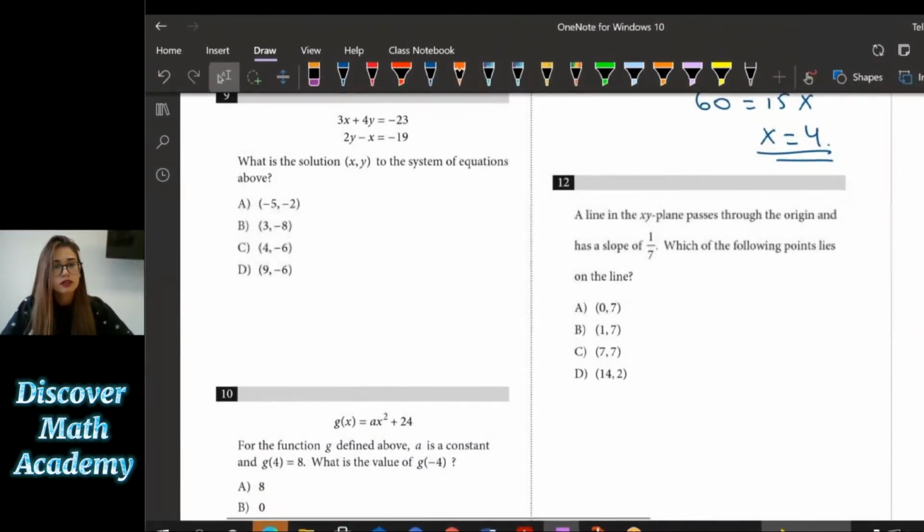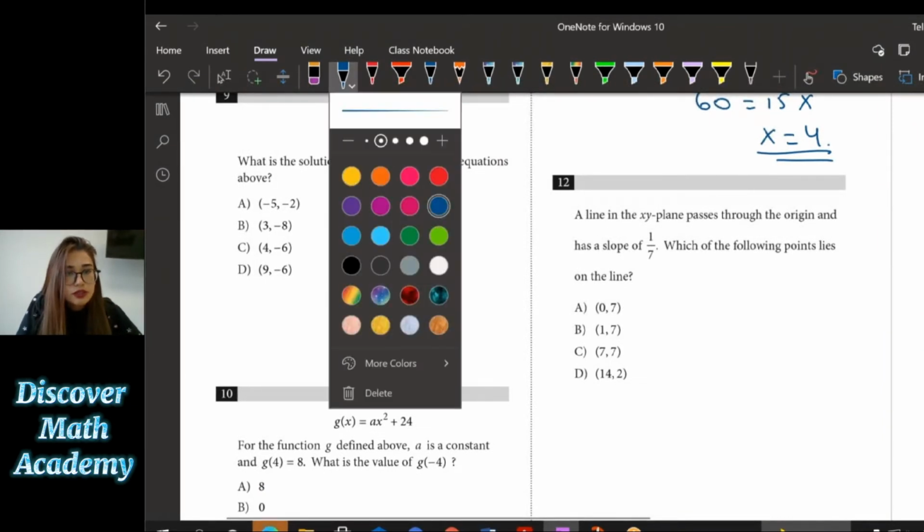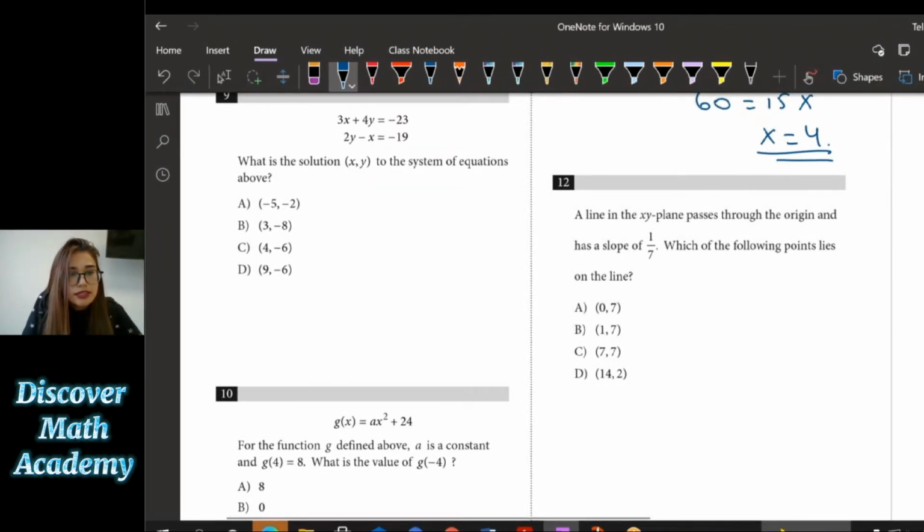Question 9. Okay, system of equations. I need to find x and y. Let's write correctly. 3x plus 4y is equal to negative 23. Negative x plus 2y is equal to negative 19.